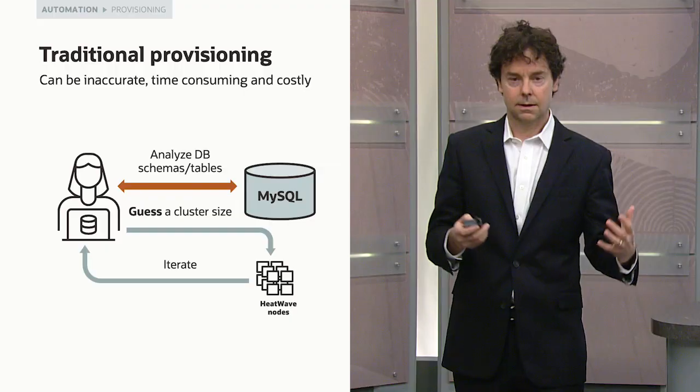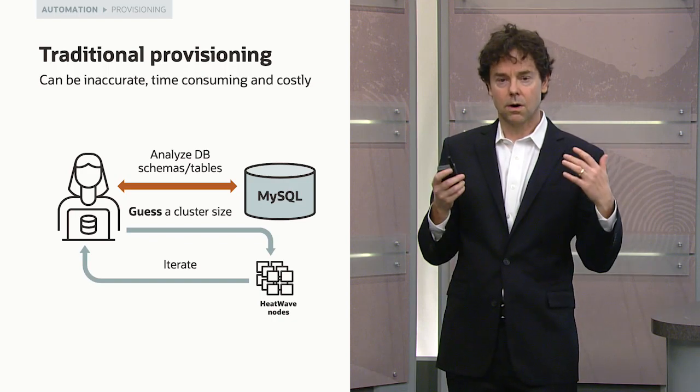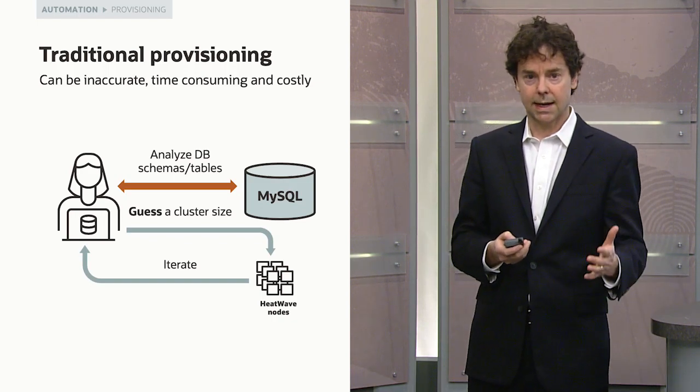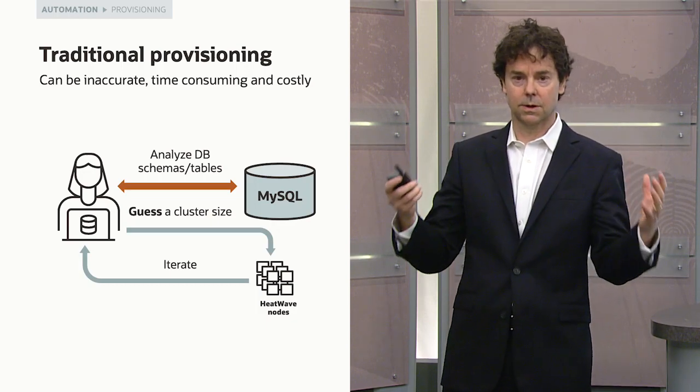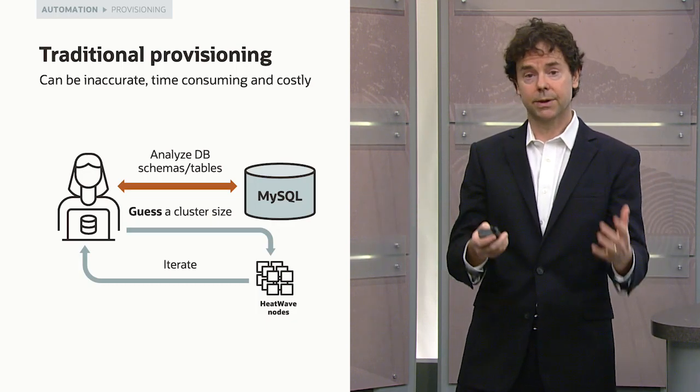Okay, so I mentioned that MySQL Autopilot helps you provision. It gives you advice on provisioning. Now, if you've used any sort of cluster database before, it doesn't have to be MySQL, it doesn't have to be HeatWave, it doesn't have to be Oracle, it could be Redshift, could be lots of cluster databases, you know that one of the hardest things to get right that you have to do by hand is choosing a cluster size. How much cluster resources should I consume for my application?